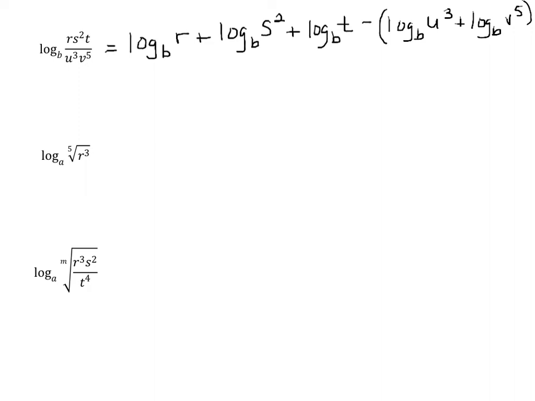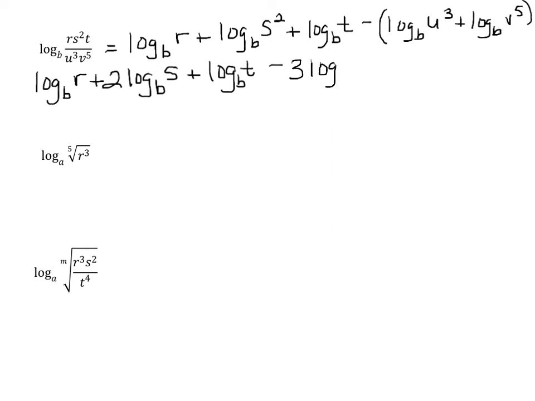Now I have to deal with the power property. The first term will stay the same. Log base b of r. The second term, however, that 2 gets moved out front. So I have 2 log base b of s, and then log base b of t will stay the same. Now I will distribute this negative, so that becomes minus. This 3 comes out front. 3 log base b of u.